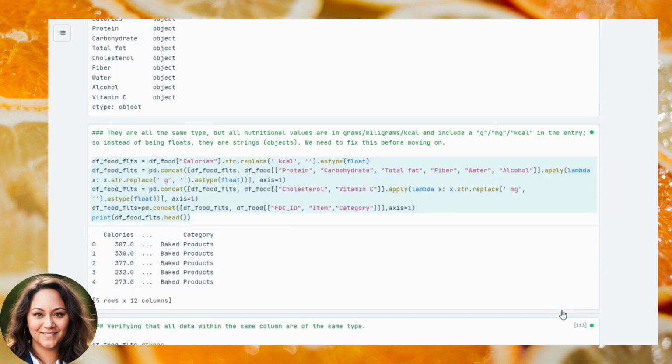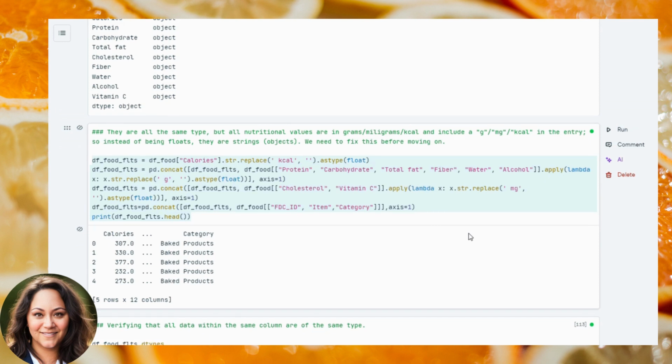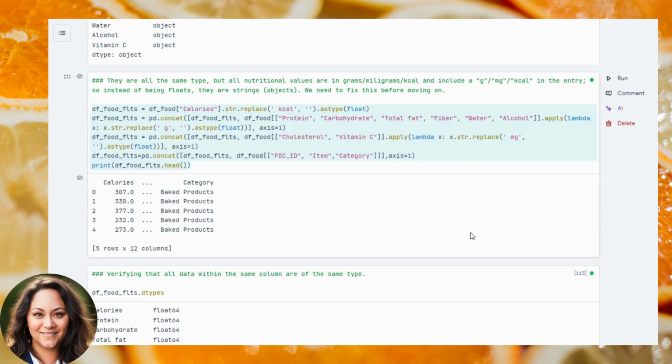As you can see here, when checking that all data in a given column was of the same type, I noticed that all nutritional values were in grams, milligrams, and calories, and they included a g, mg, or kcal in the data entry, so instead of being floats, they were strings. I needed to remove the text and convert all the remaining values into floats, and then concatenate the resulting data back to the remaining columns in the data frame.